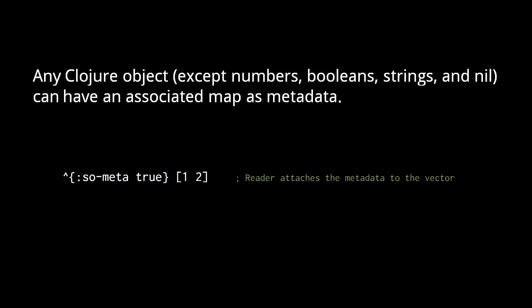Another way to attach metadata is with the special character caret. When a map is preceded with a caret character, the reader will attach it as metadata to the following reader element. So the map here is not its own reader element, rather this syntax produces one reader element, the vector, and that vector has the map attached to it as its metadata.